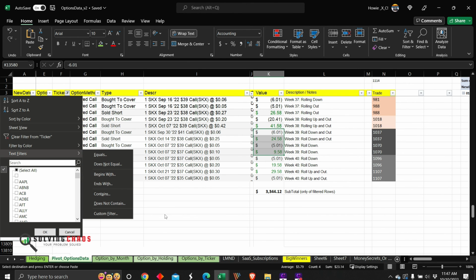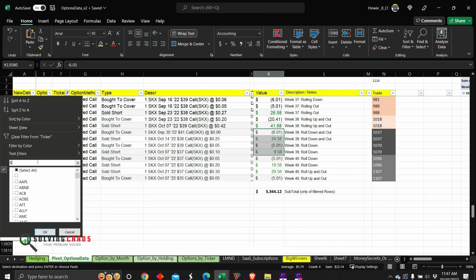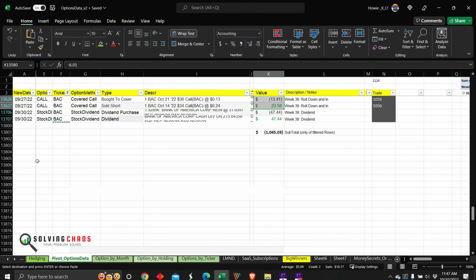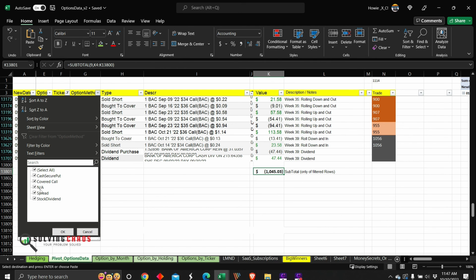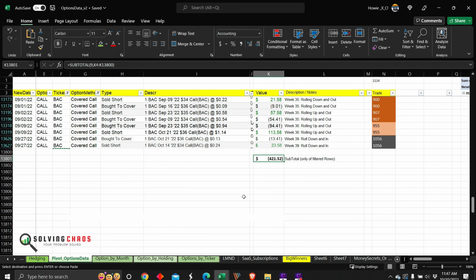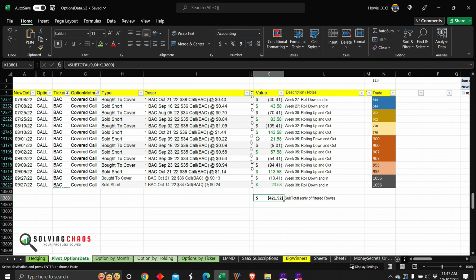And then let me see if there's, let's pick a bank. Banks are actually downtrending right now. So you can see Bank of America is downtrending. But again, I'm rolling down and in, trying to collect some premiums. And you'll see that it's losing money if I remove stock dividends. Just options trading. And there you go. So I'm still losing a little bit of money in Bank of America. But you see, I'm collecting premiums every week. So the last couple of weeks, I'm up $45.